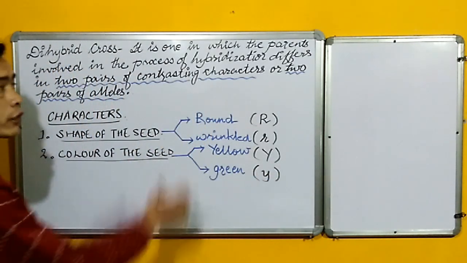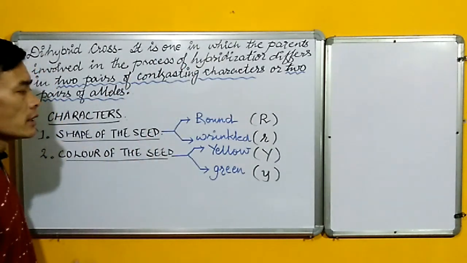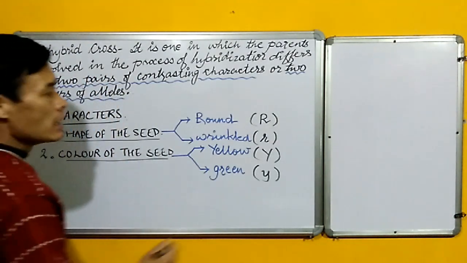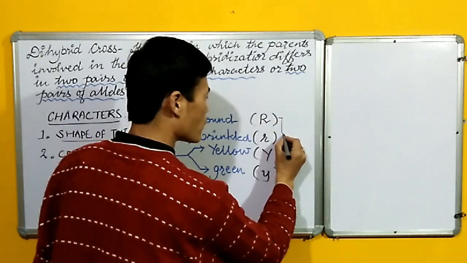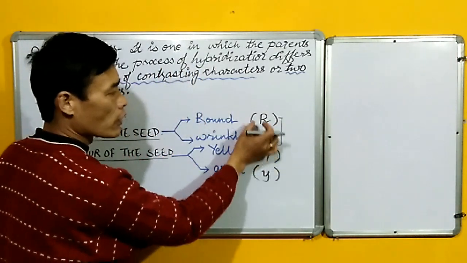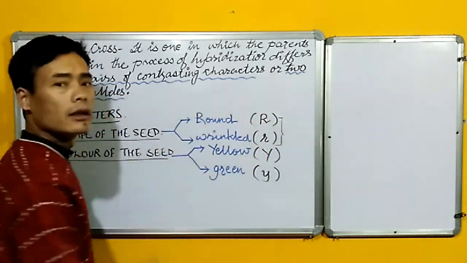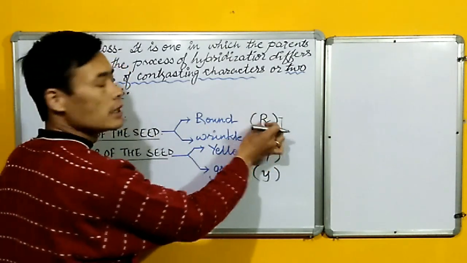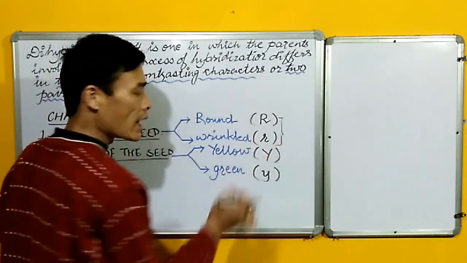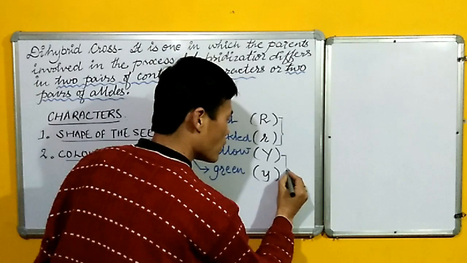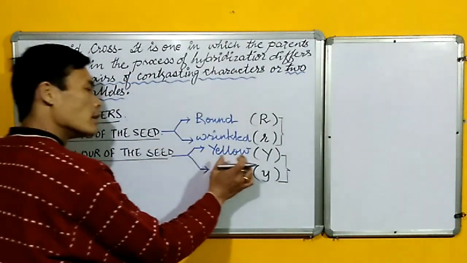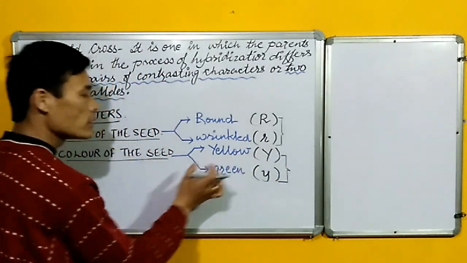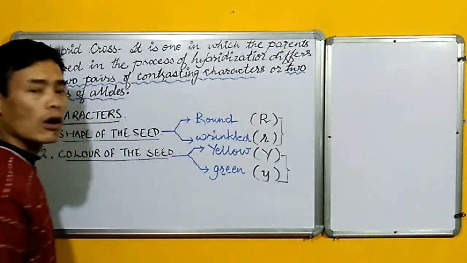So from the definition, now we can conclude that the two parents that are involved in this hybridization process differ in two pairs of contrasting characters. So the first pair of contrasting characters are round shape and wrinkled shape of the seed controlled by the allele capital R and small r. And the second pair of alleles are capital Y and small y, which is controlling yellow color of the seed and green color of the seed.